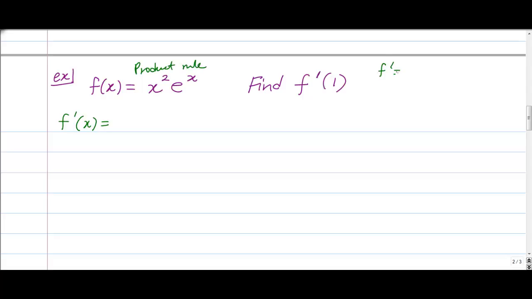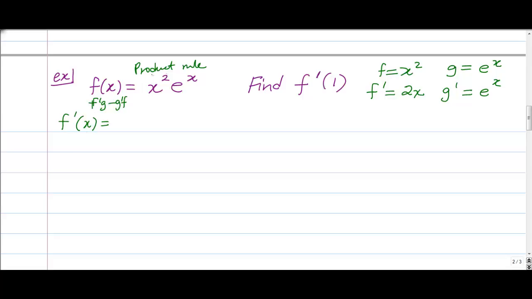And let's see, let's start with f first. Let me call x squared as f. So f prime is 2x. G is e to the x. So g prime is also e to the x. Okay? So now, what does the product rule tell us? F prime g minus g prime f. Right?